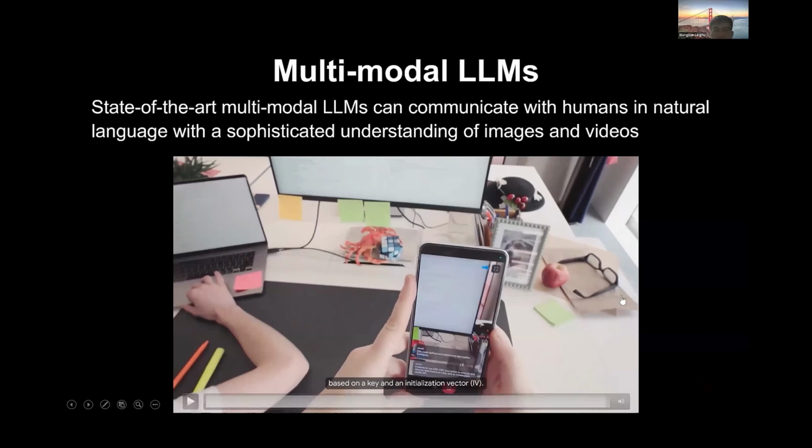Okay, this demo is actually from Germany. We can see that state-of-the-art multimodal large language models can communicate with humans in natural language with sophisticated understanding of images and videos. This video showcases that it can handle complex image understanding. For example, in this frame, the model can accurately understand what is exactly on this whiteboard.